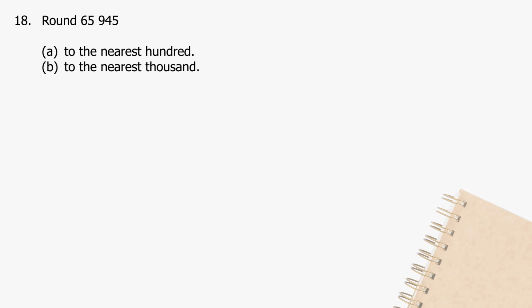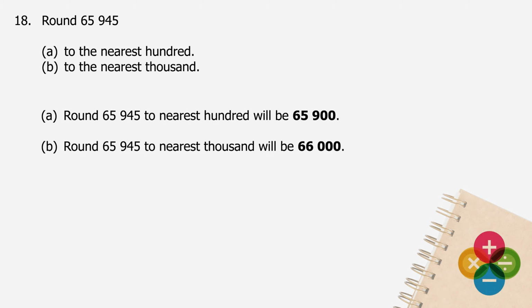Question 18. Round 65,945. A. To the nearest hundred. B. To the nearest thousand. A. Round 65,945 to nearest hundred will be 65,900. B. Round 65,945 to nearest thousand will be 66,000.